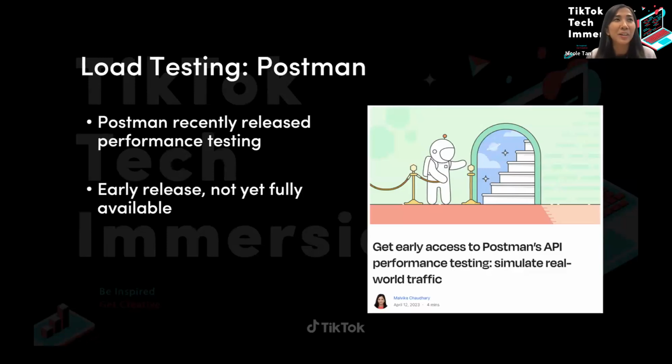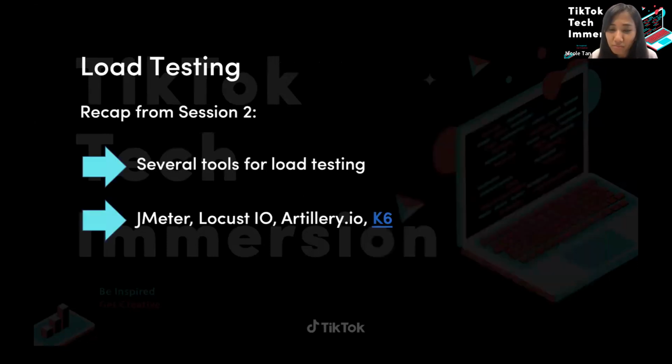But the funny thing is, in tech, things change very quickly. When we were creating this presentation, Postman didn't have any type of performance testing, but I know that Mayank from the last session also mentioned that Postman recently released performance testing. It's still in early release, not yet fully available, so you have to request for it. It was just released last month. So if you want to try it out in the future, feel free to do so. But for now, we'll just continue to use K6, just because we don't have access to the early testing phase.